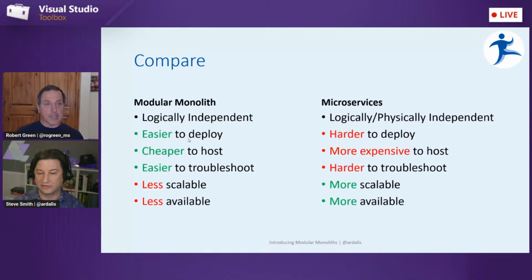Right. So let's compare them, right? The modular monolith is logically independent. Microservices are logically and physically independent. They're deployed separately. But because of that difference, modular monoliths are easier to deploy, cheaper to host, easier to troubleshoot, and microservices are the other end of those things, right? But the trade-off is that your modular monolith is still a monolith, right? So you can't scale it as a bunch of small little units. You scale the whole thing, right? So it still can scale both vertically and horizontally, but not as individual little pieces. And it's less available for the same reason, right?